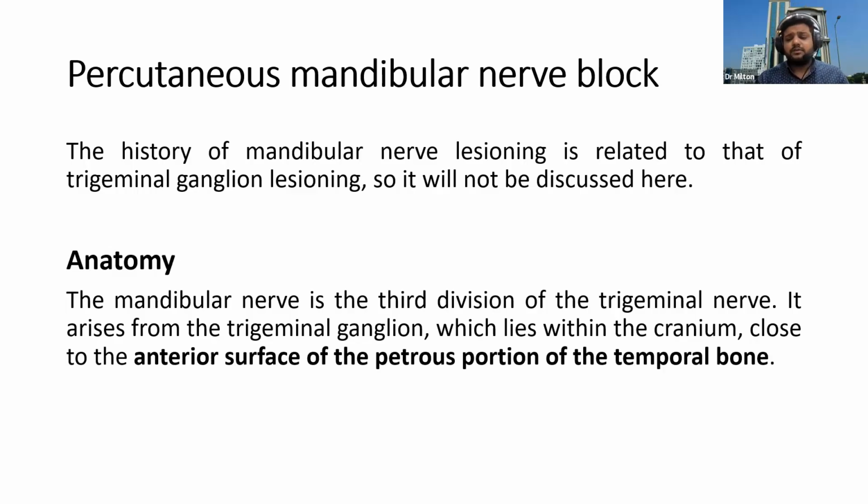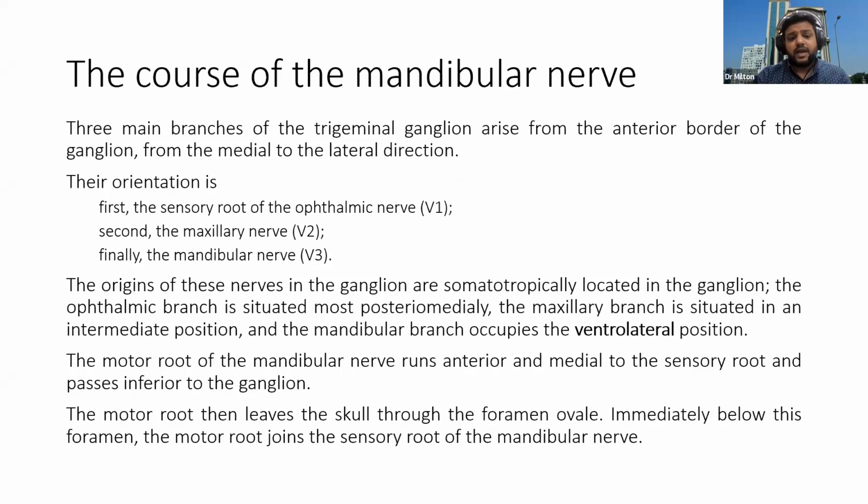A very important as well as very short anatomy, because the mandibular nerve is the third division of the trigeminal nerve, and it arises from the trigeminal ganglion, which lies within the cranium close to the anterior surface of the petrous part of the temporal bone. After that, it crosses and comes to the facial area.